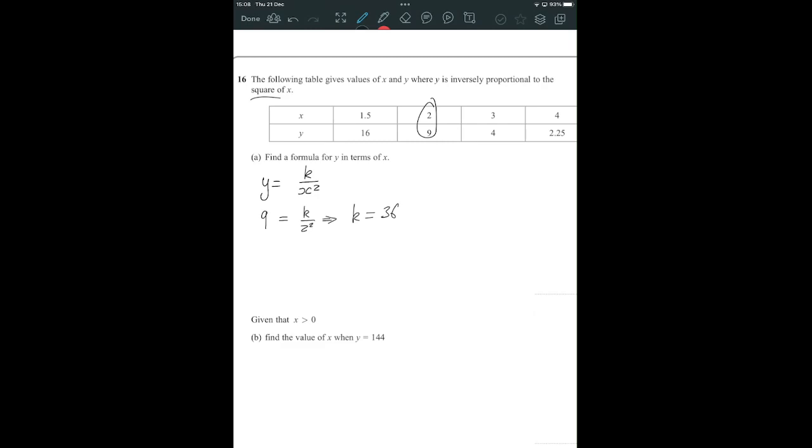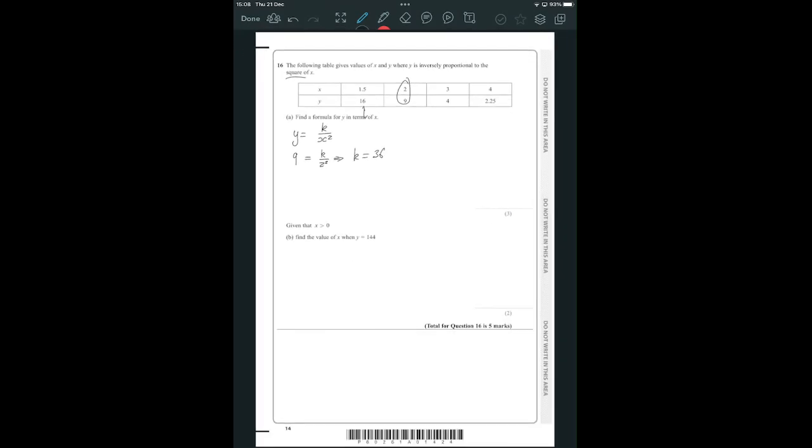For my own mental well-being, I'm going to check in my calculator at least one more. If I do 36 divided by 1.5 squared, I get 16, which is the y value. I'm happy. On the answer line, I am going to write the formula, not just 36. 36 is not the formula.